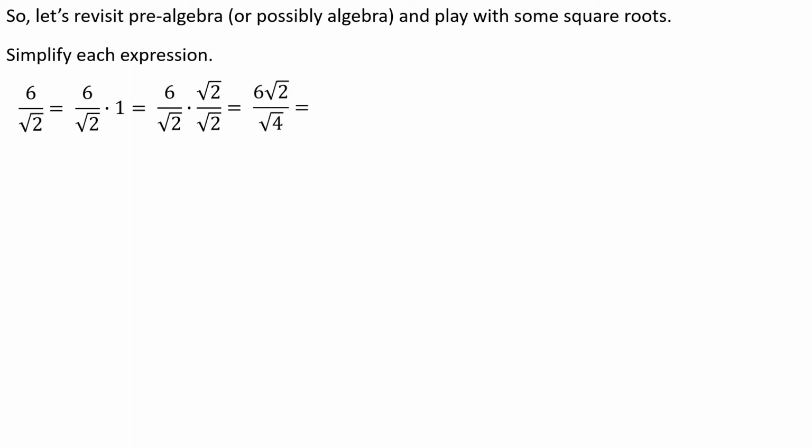And of course, in the denominator, square root of 2 times square root of 2 makes square root of 4. Square root of 4 is plain old 2. 6 over 2. What can I do with 6 over 2? Well, 6 is really 2 times 3. And so I end up with 3 square root 2.